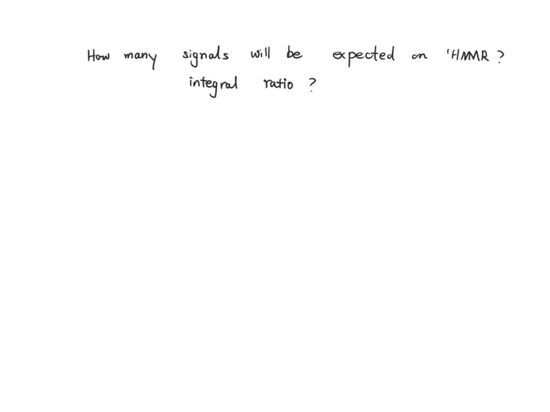So let's look at the first example. The first one is butane. So for butane, if you are thinking about the molecule right here, basically what we can see is this molecule is very symmetric. And you will have all these methyl hydrogens.